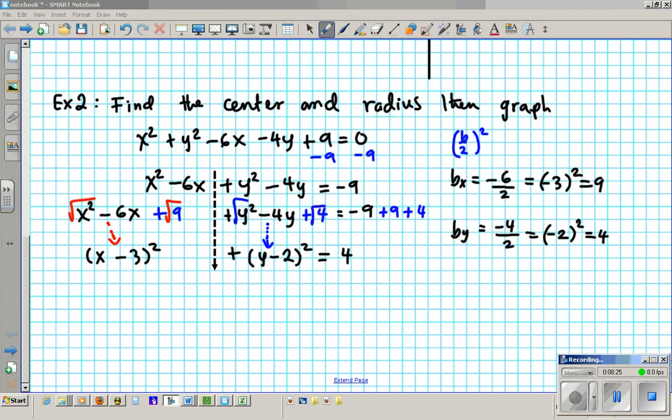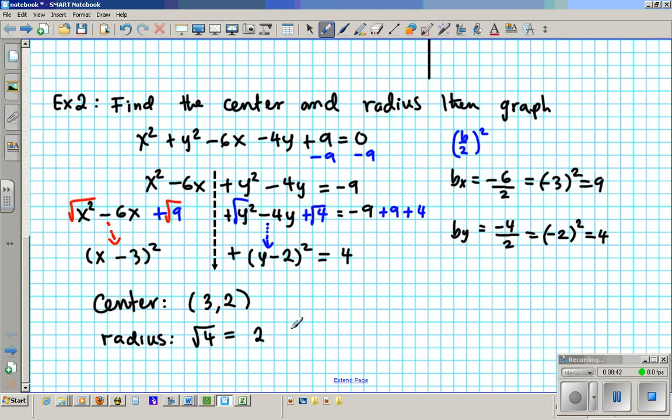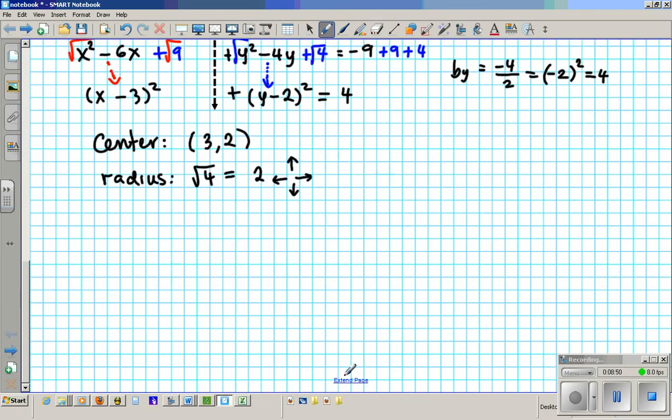So the center is basically 3, 2, and the radius is the square root of 4, which is 2. So that is what you go in all 4 directions, north, east, west, and south. Alright? So let's go ahead and draw the graph of the circle. The center is in quadrant 1. I'm going 2 directions and 2 units in all directions. So let's make our quadrant 1 a little bit bigger than the other quadrants.